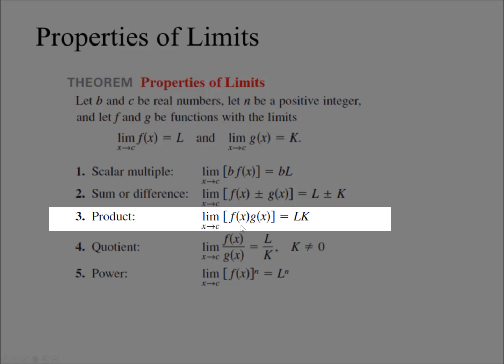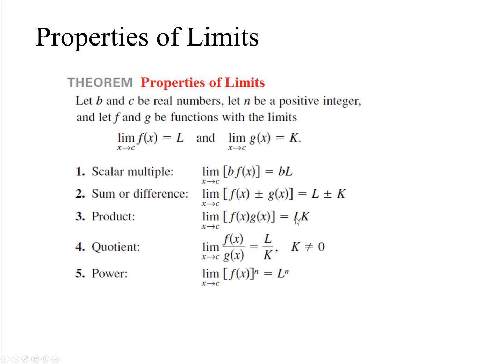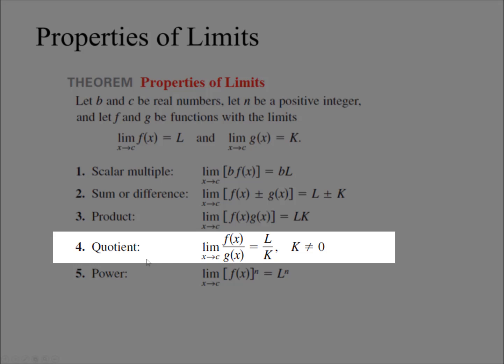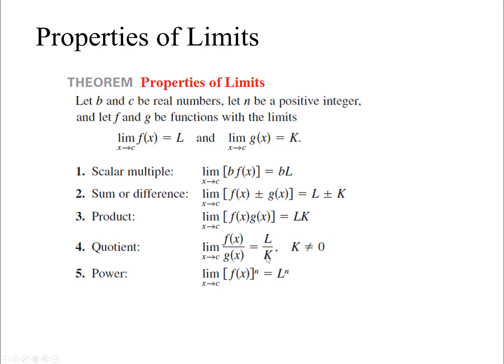The product is the same way. The limit of the product of f times g is the product of the two limits. Notice, or let's recall, that L is the limit of f as x approaches c, and k is the limit of g as x approaches c. Same for the quotients. The limit of the quotient is the quotient of the two limits, provided, of course, that the denominator is not 0. Now, this theorem doesn't speak to what happens if the denominator is 0.